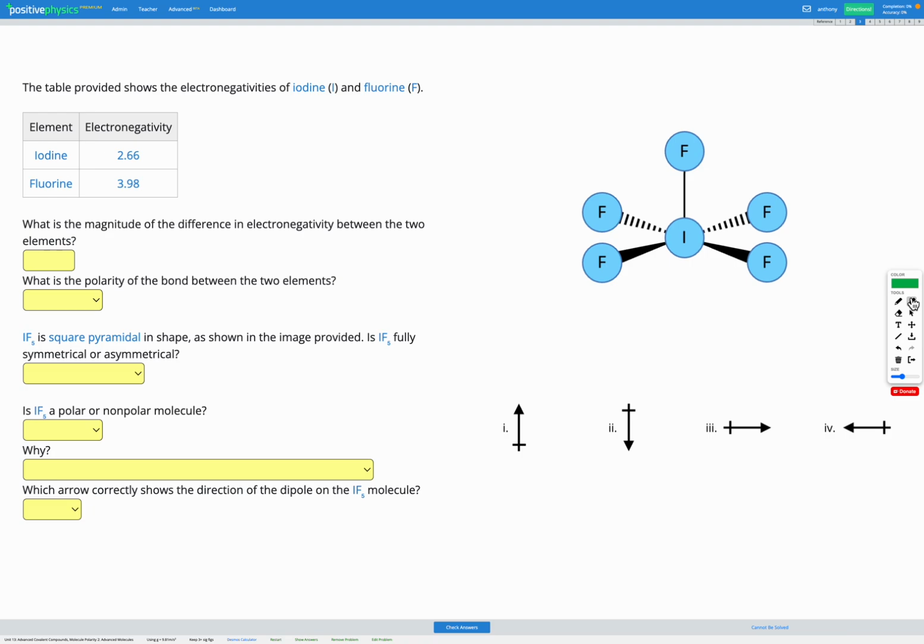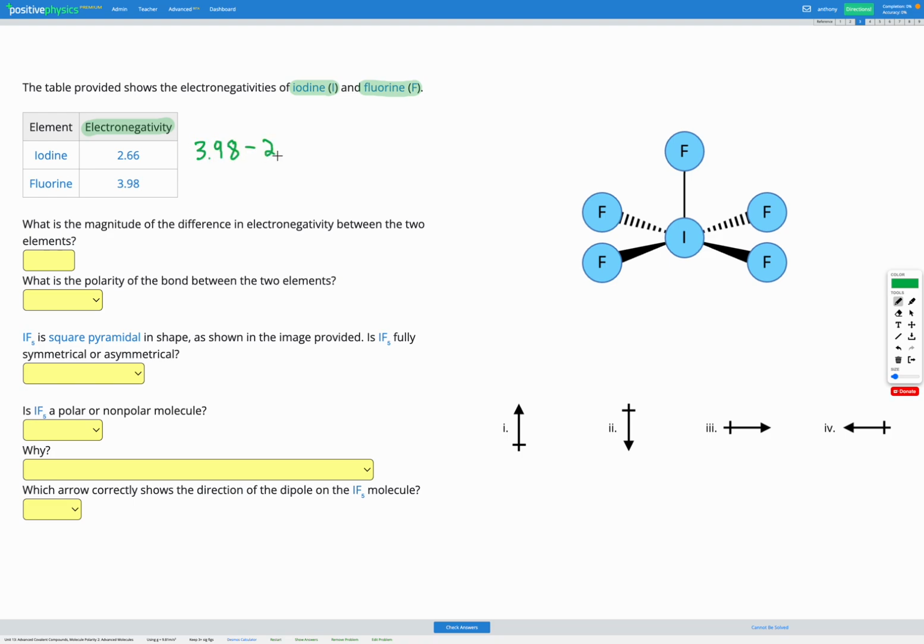In this question, we have a molecule made up of iodine and fluorine, and we're going to find out if this is a polar or non-polar molecule. So we're going to look at our electronegativities, which are provided in the table. And our first step is to find the magnitude of the difference in our electronegativities. So we're just going to subtract them.